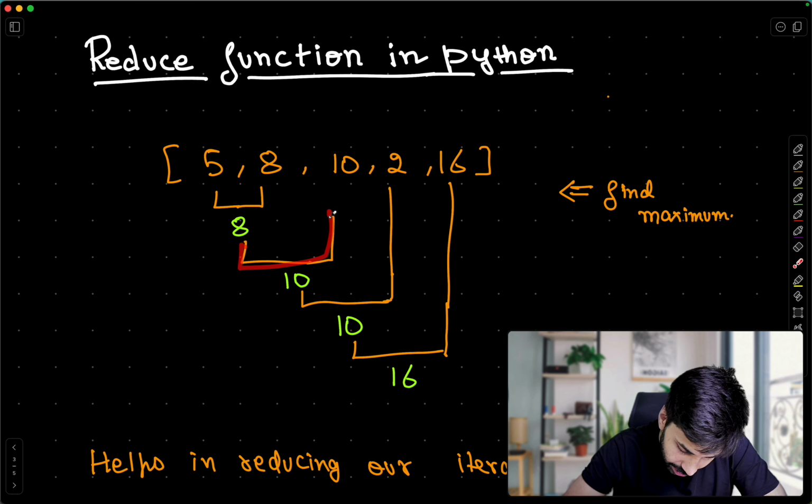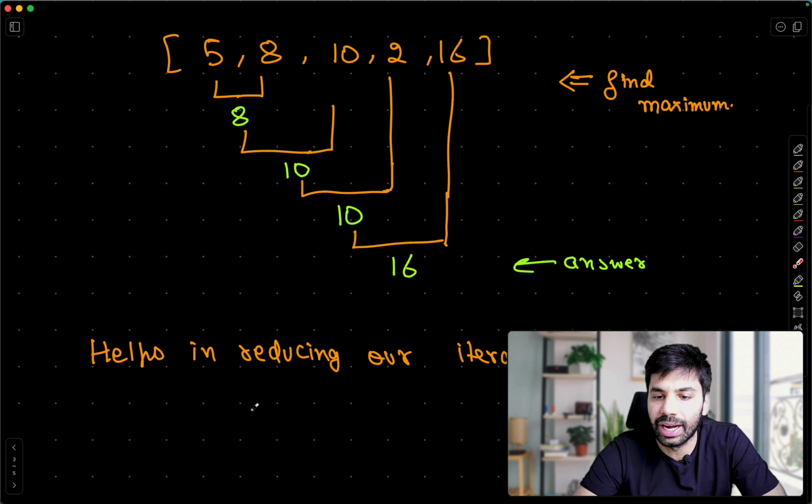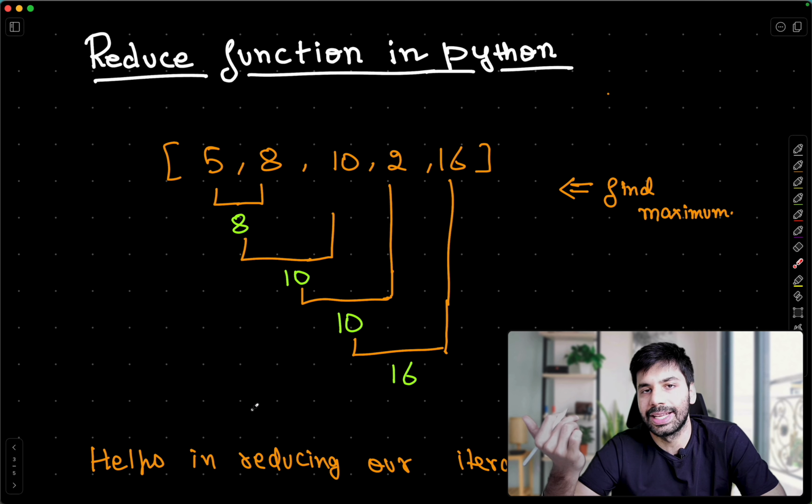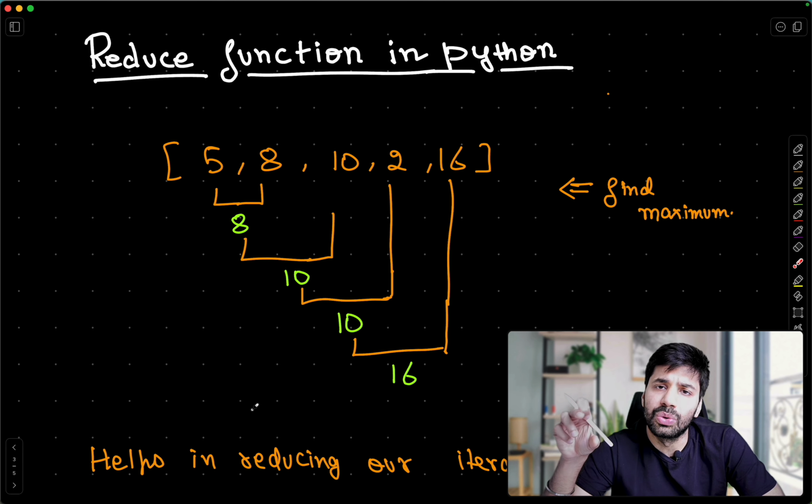In a similar way, this time it will be 10 and 2, and 10 is returned; this time it will be 10 again, and again 10. So this helps in reducing our iterable. The use case is that, let's say, we want to find the sum of our iterable, right? That is an easy thing to do. Then we can do any other thing as well: subtraction, power, factorial, anything we want. You can reduce that particular iterable.